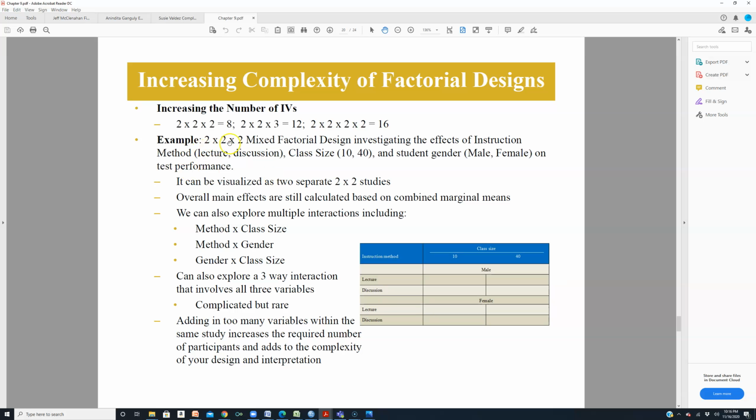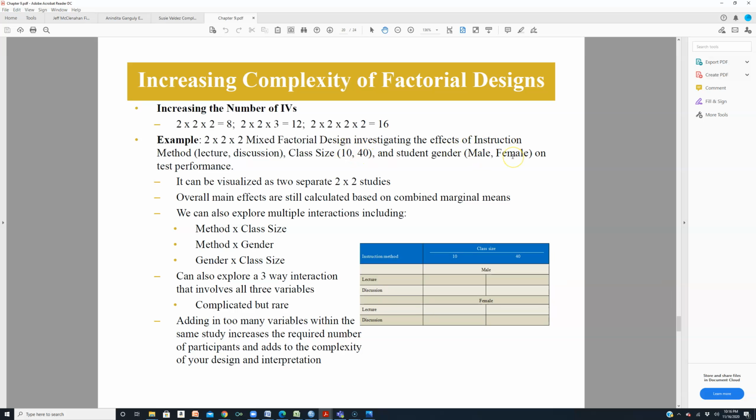So consider a 2 by 2 by 2 mixed factorial design investigating the effects of instruction method, lecture versus discussion, class size, 10 versus 40, and student gender, male versus female, on test performance. So I want to see, do students perform better on the test for lecture versus discussion, for small class or large class, and do male students do better than female students?